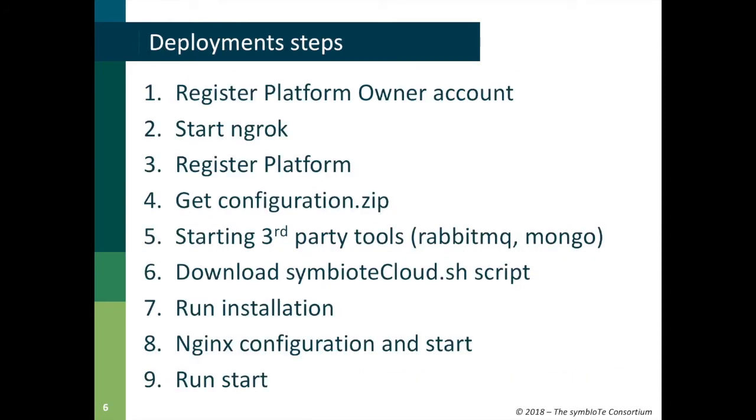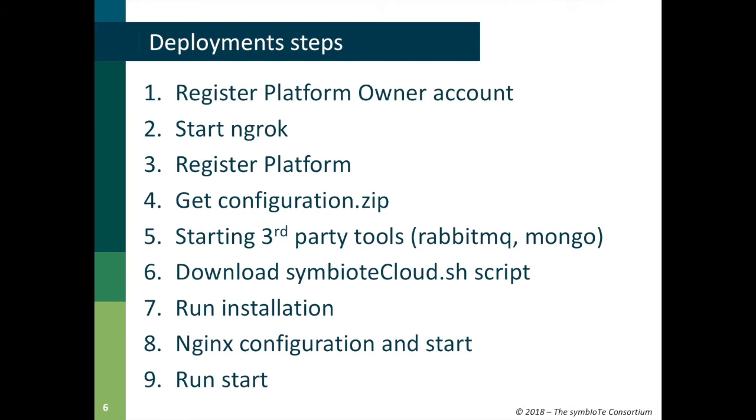So what are the steps for deployment? There are 9 steps. First one is to register a platform owner account in the administration web application in the core. Then you need to start ngrok tool. This ngrok tool will start a tunnel and give you a URL where your tunnel is accessible from the outside world. Then we need to register platform with that URL.